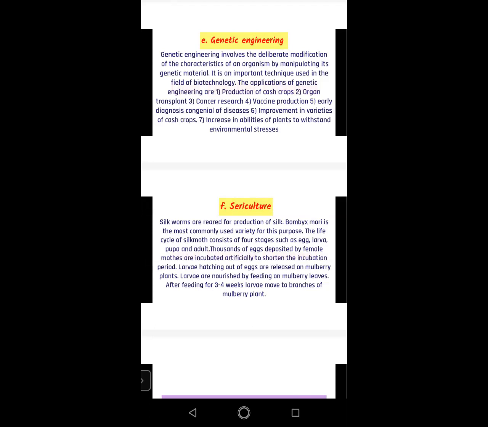Larvae are nourished by feeding on mulberry leaves. After feeding for 3-4 weeks, larvae move to branches of mulberry plants.